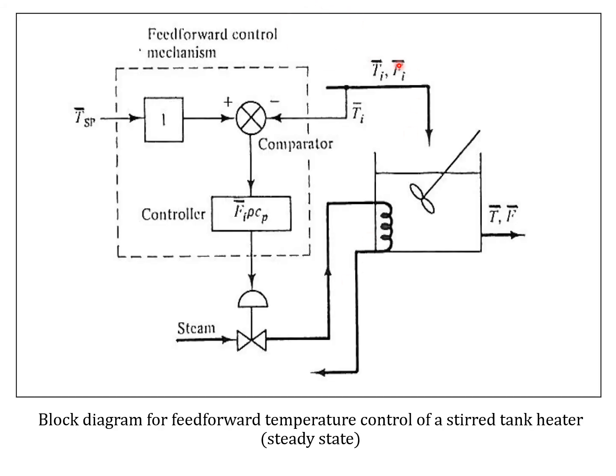This is going to be the block diagram based on the equation just now, where we take the set point minus Ti, times Fi rho Cp, and then it becomes the manipulated variable Q here. So this is the feedforward mechanism. This is the feedforward mechanism block diagram for the steady state system.